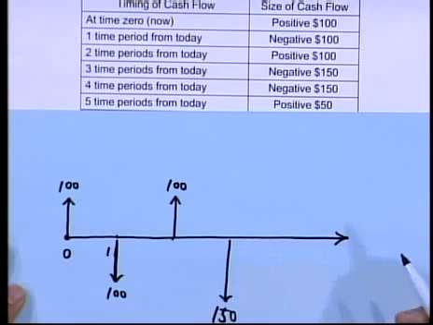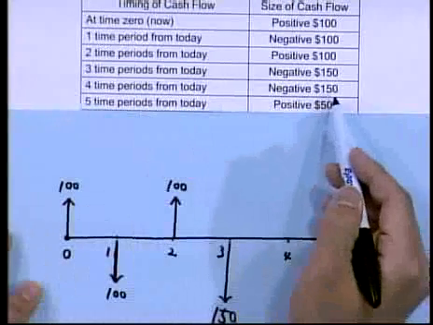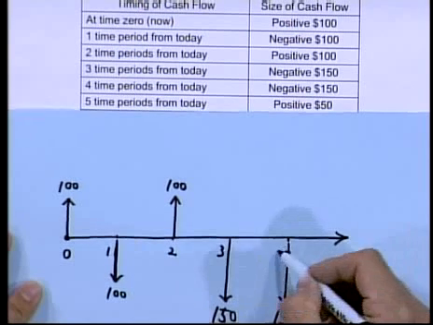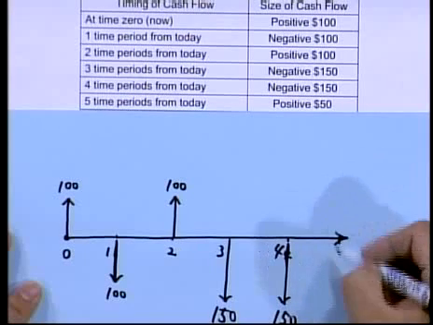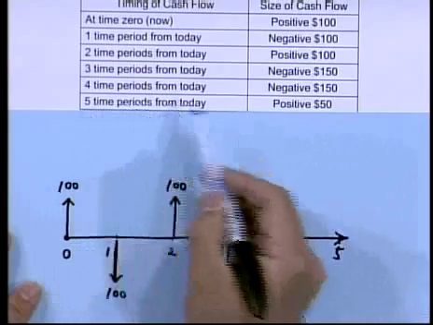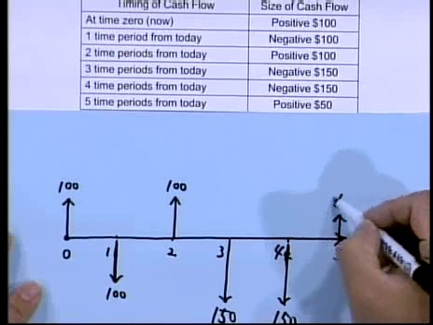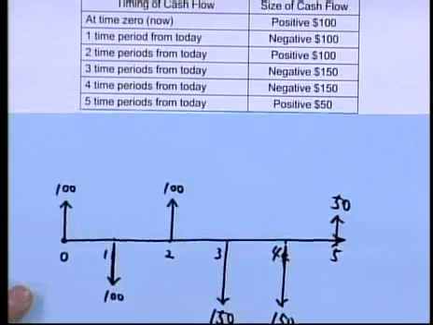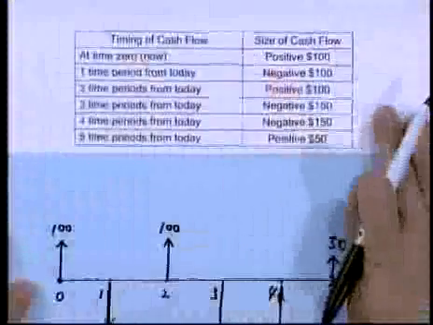150. Okay, and 2, 3, let's say 4. We have again negative 150, so we have 150. Let's put negative 4 down here. And then 5, this is the last one, right? 5 time periods from today, we have positive 50, so we have 50 like this. So this is the complete cash flow diagram based on this cash flow table. Okay?